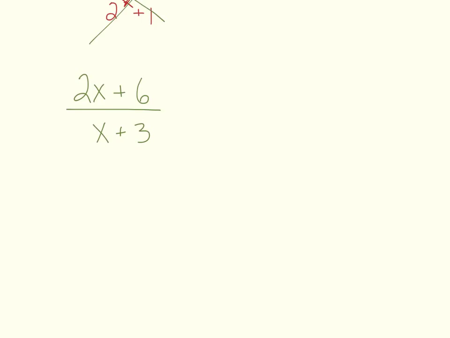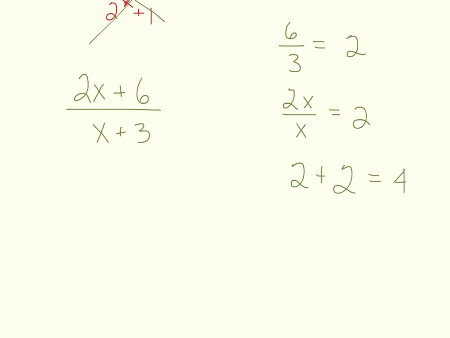You might be tempted to cancel the 3 into the 6 because, in fact, 6 over 3 does reduce to 2. And you might be tempted to say 2x over x is also going to reduce to 2. So it seems as though this should just be, I don't know, maybe 2 plus 2, which is 4. This is going to simplify into 2, and this is going to simplify into 2 as well. But here's the other problem.